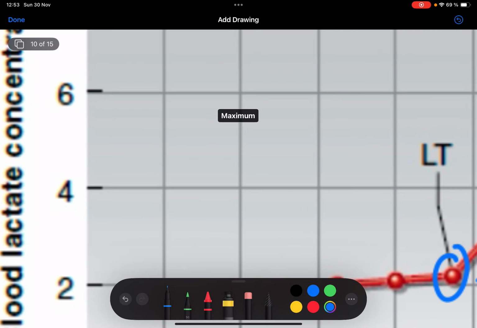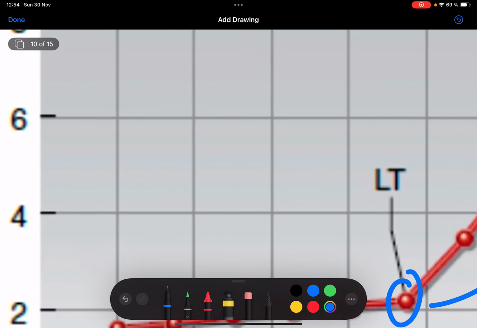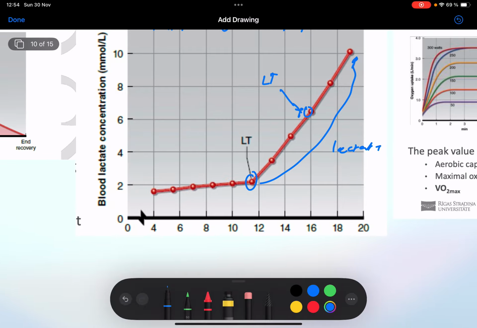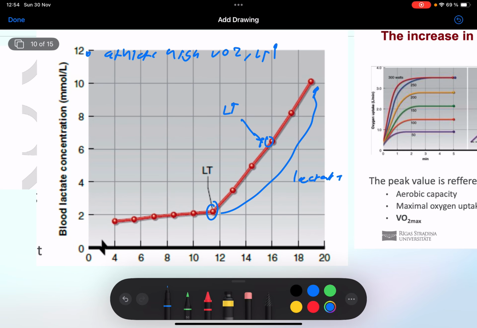And this is so good because it tells us that this person is trained, and also because lactate leads to muscle fatigue. So if you have a high VO2 max and a high lactate threshold, you are also more resistant to fatigue. Your muscle won't fatigue as easily.